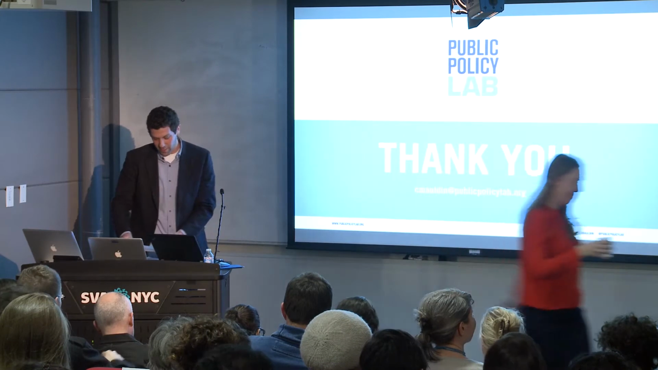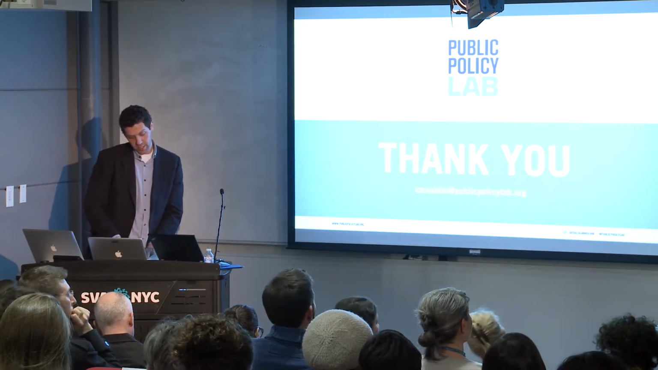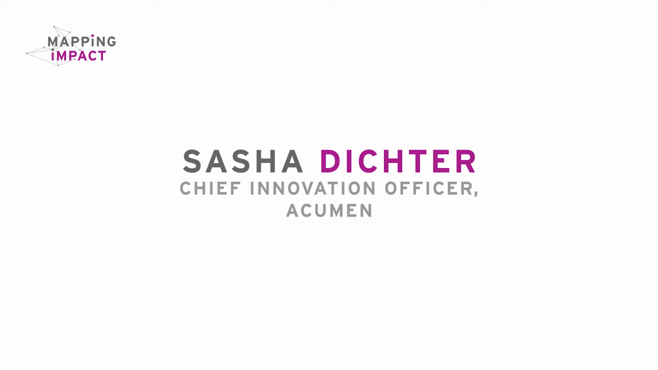Sure. Our final panelist is Sasha Dichter. He is the Chief Innovation Officer at Acumen. Sasha oversees Acumen's work in metrics and impact, and is a noted speaker and author on generosity, philanthropy, and social change. His writing has been featured by Harvard Business Review, Stanford Social Innovation Review, among many other publications. And his full list of accomplishments and accolades is far too long for us to list right here. But needless to say, he's a true thought leader in this field and has a wealth of knowledge and expertise to share with us. So please join me in welcoming Sasha.